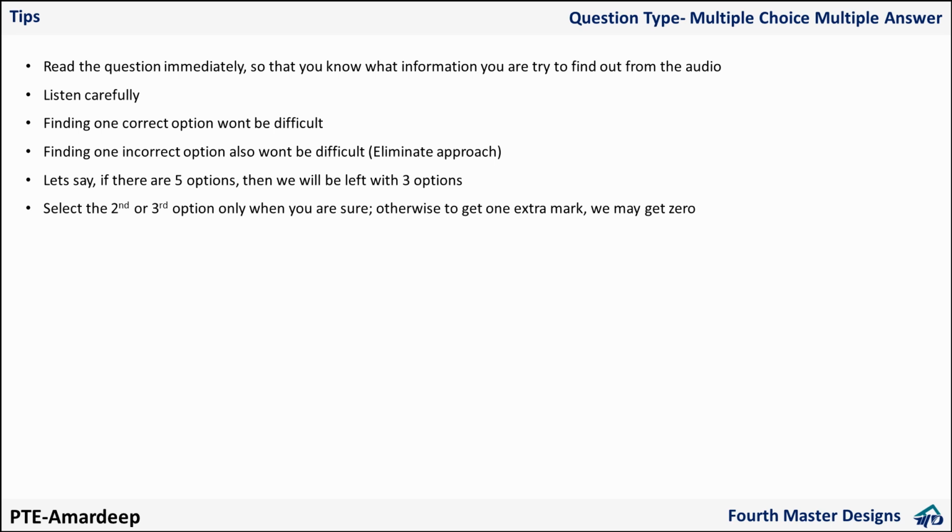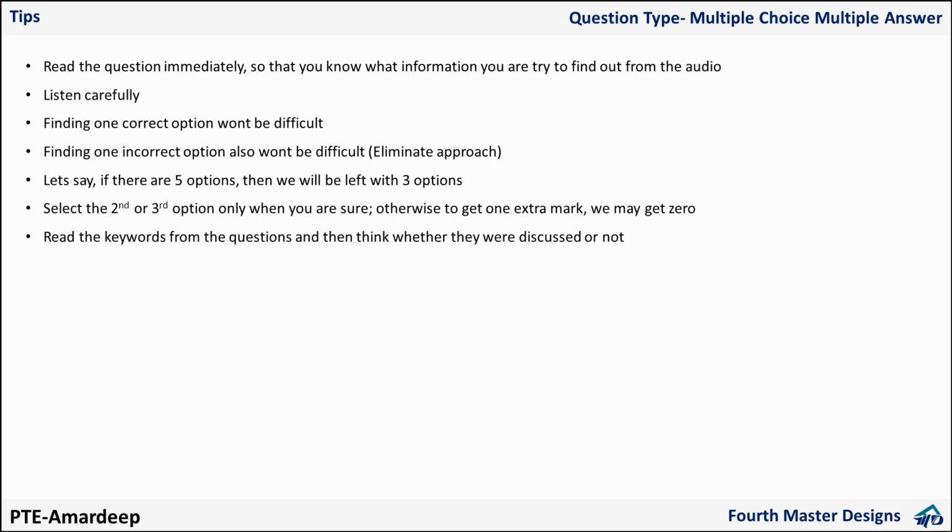If you are sure, then only select second option or third option. Otherwise it's okay if you are getting just 1 mark here. Now if you have selected 1 correct, you are sure about it, and you are not sure about second option, but you are still selecting it. So what will happen? If that is incorrect, you will get 1 minus 1, 0. But in the first case, at least we were getting 1.